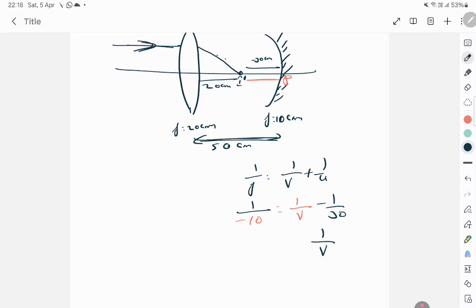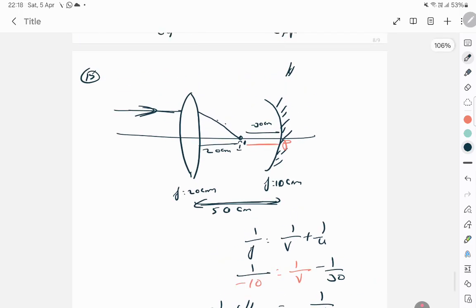So 1 by v therefore is minus 1 by 10 plus 1 by 30. So 30 is the LCM: minus 3 plus 1, which is minus 2 by 30, which is minus 1 by 15. Okay, so v is equal to minus 15 centimeter. What is the meaning of that? For the second mirror, the image is going to be obtained to the left because it's negative, and it's going to be between this and this. So that's where your image will be.